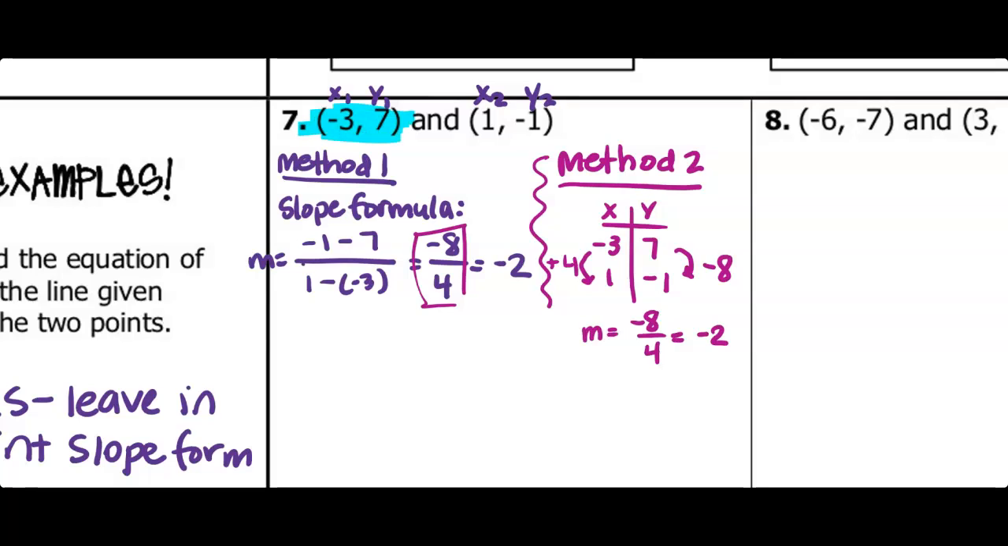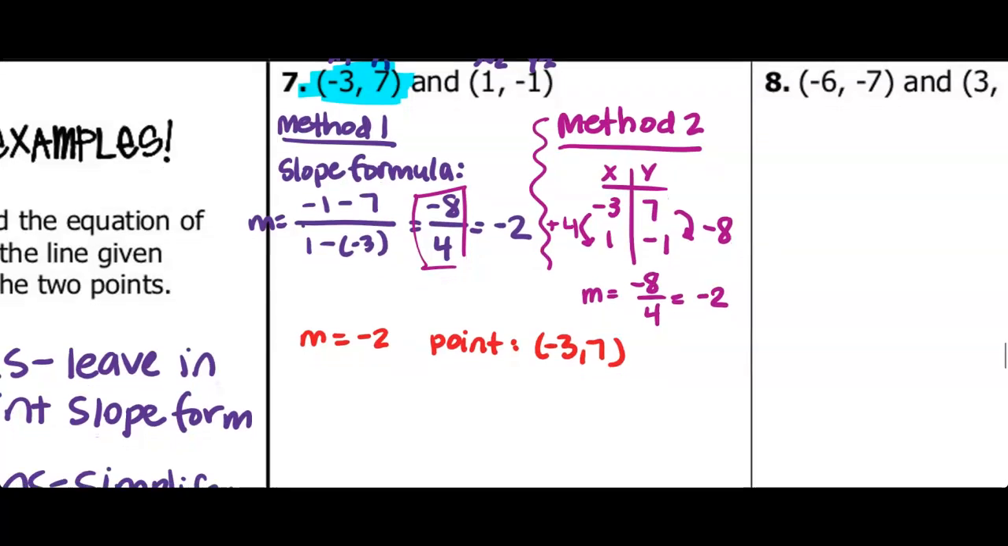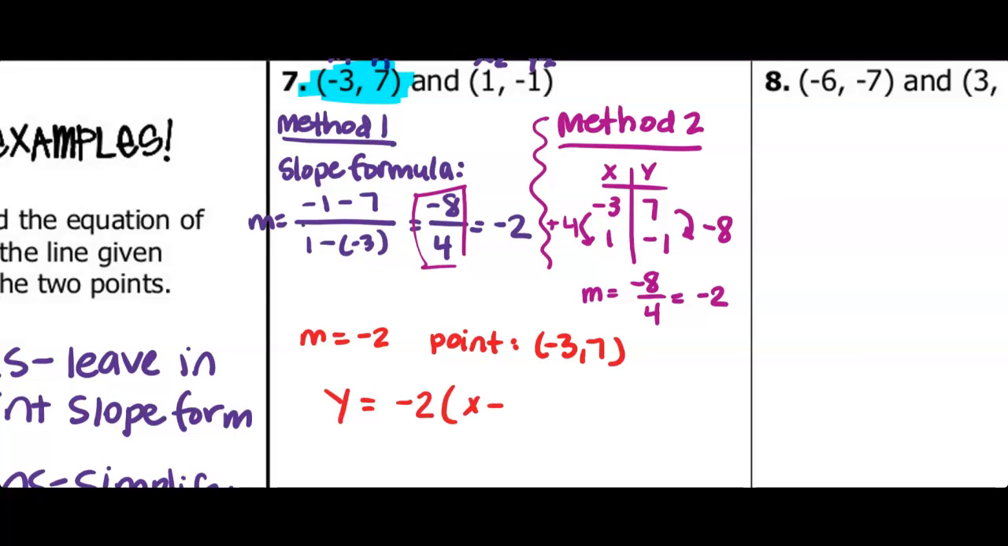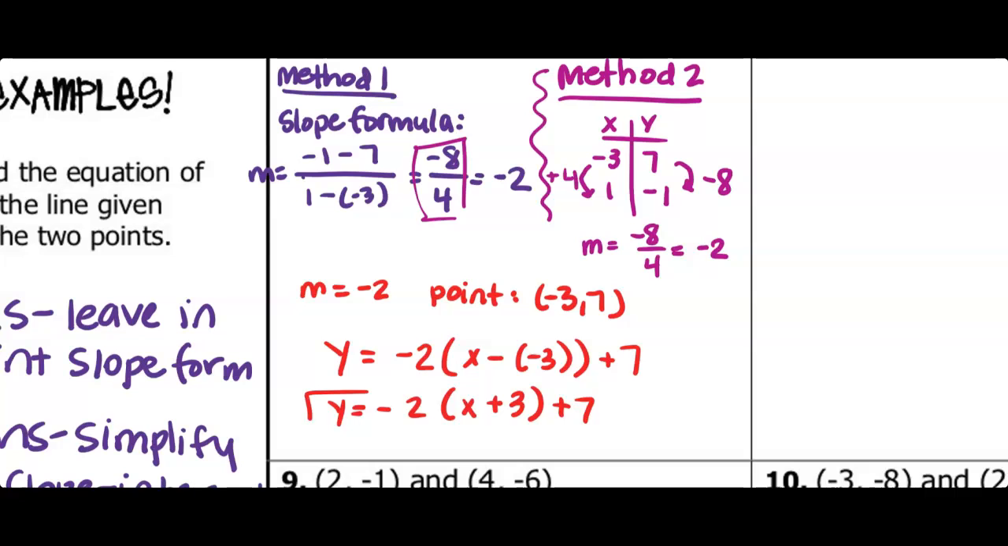I'm just going to choose that one. And so I'm going to highlight the point I'm going to use. So I'm going to have an m of -2, and a point of (-3, 7). And I just plug into my point slope form. So y is equal to my slope times x minus -3 plus 7, which is the same as y equals -2 times x plus 3 plus 7. Since the number is odd, I'm leaving it in point slope form, then I am done.